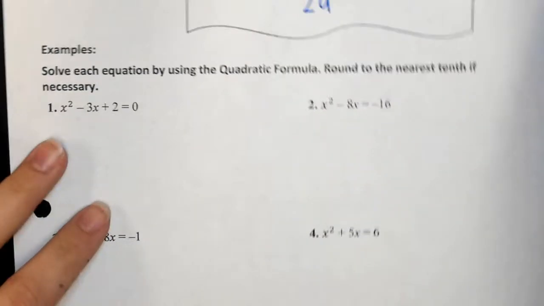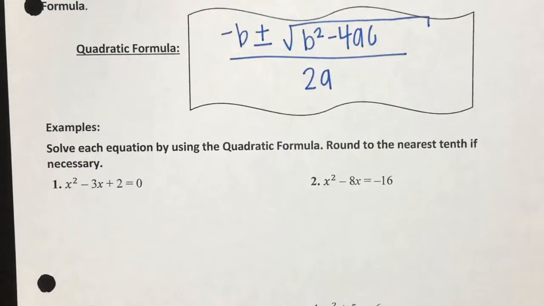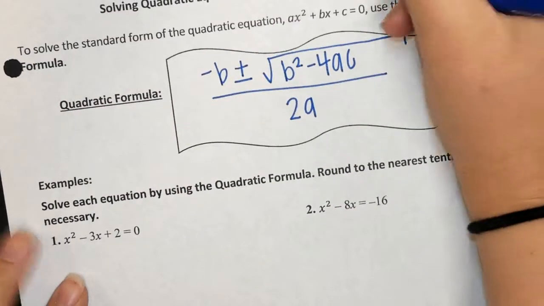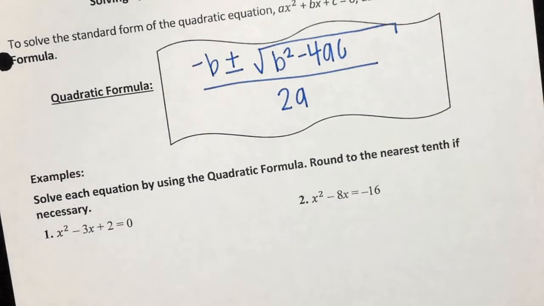So here is our quadratic formula that we just learned how to sing. Now we're going to learn how to use it. The most important part about the quadratic formula is that you must set it equal to 0 before you begin.